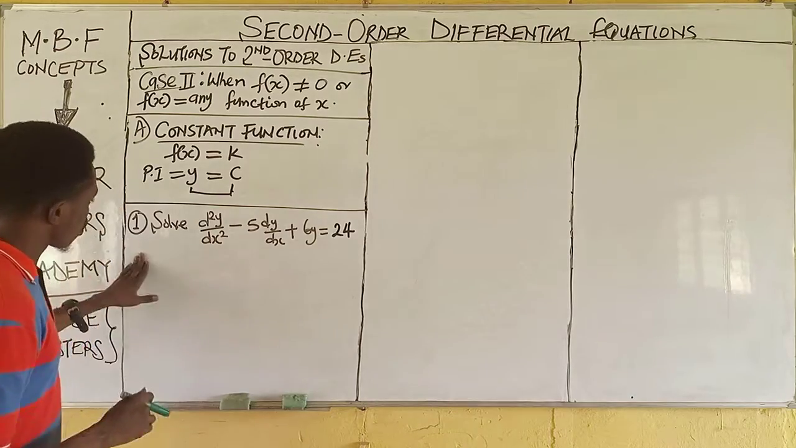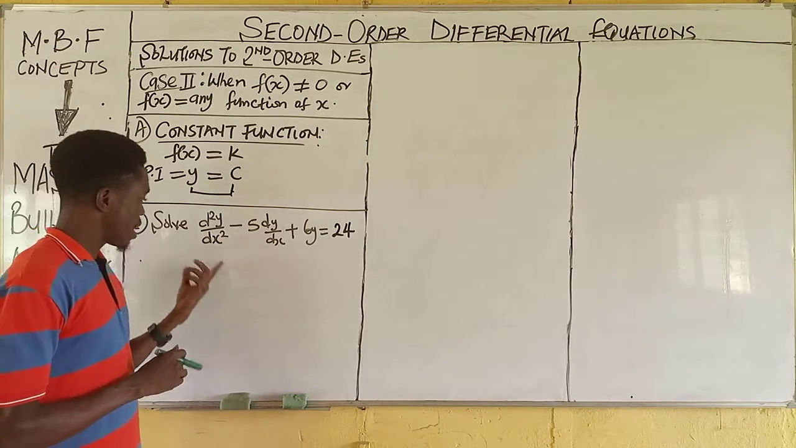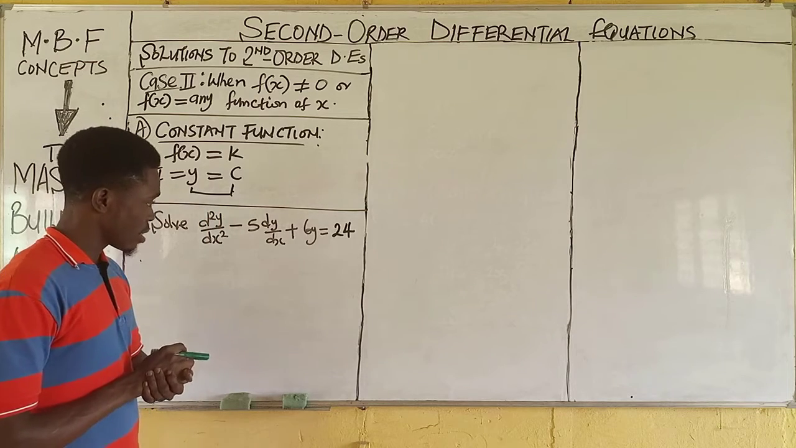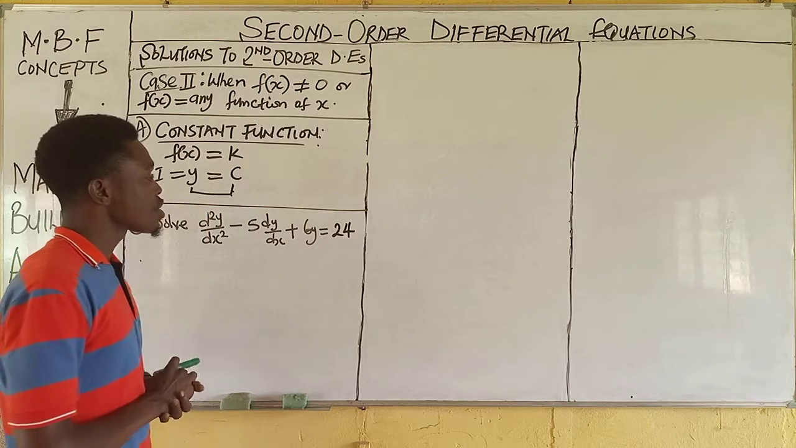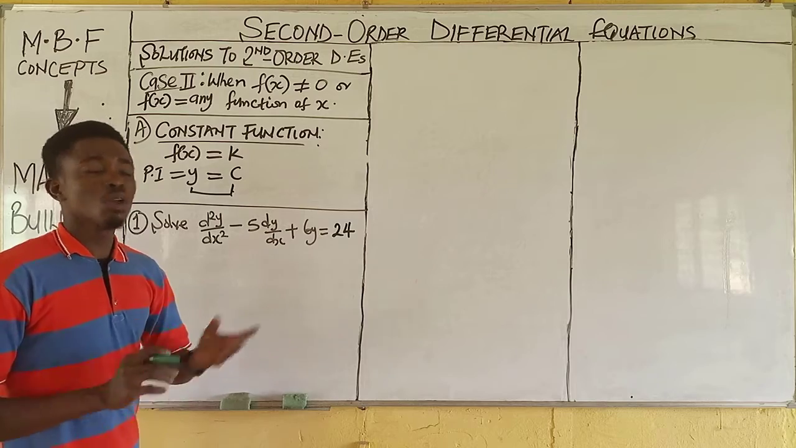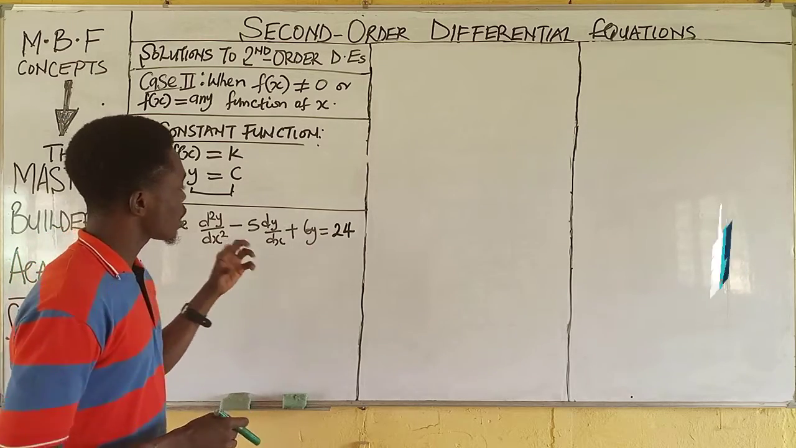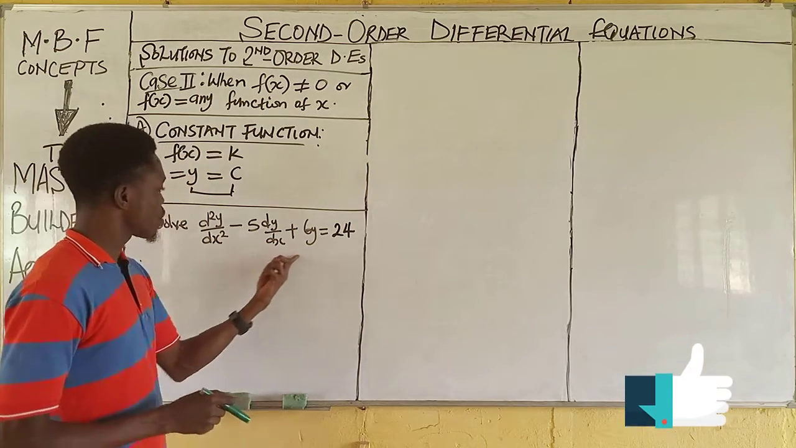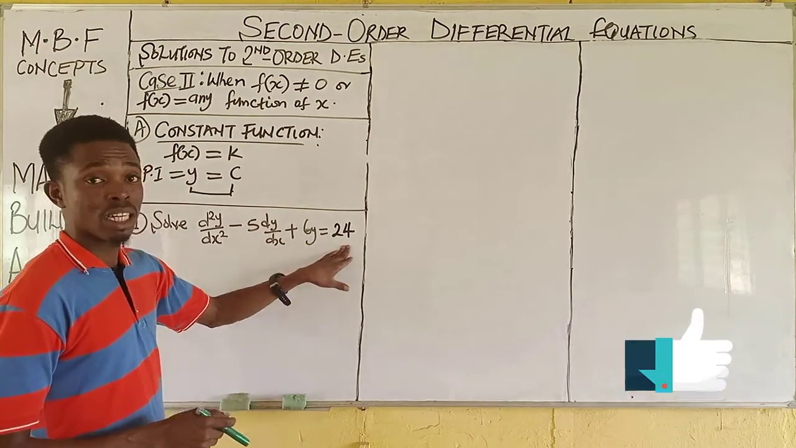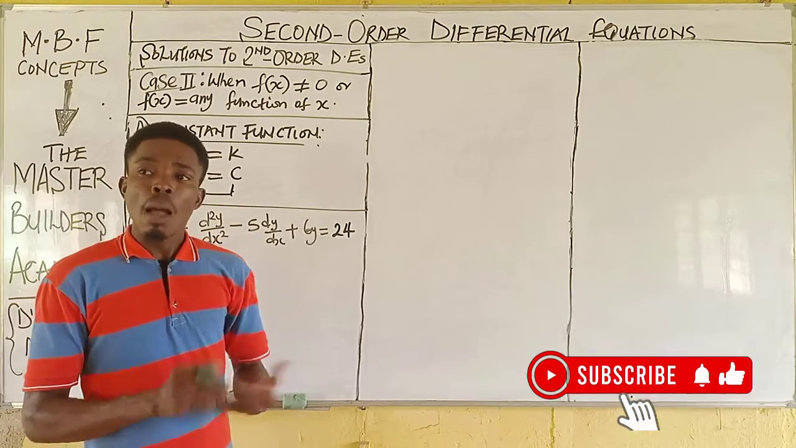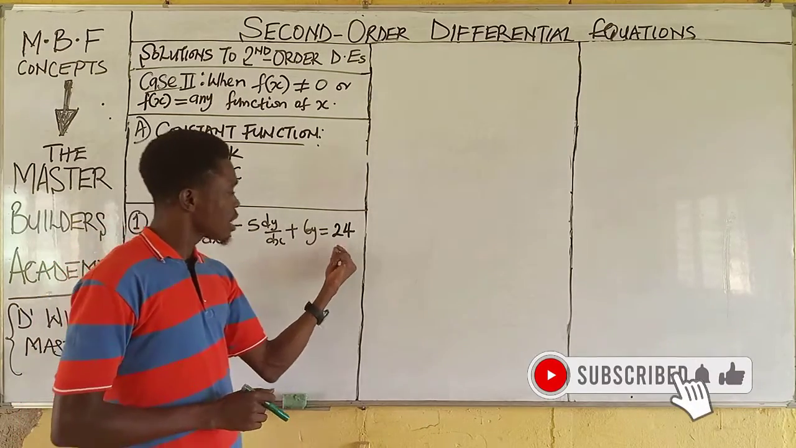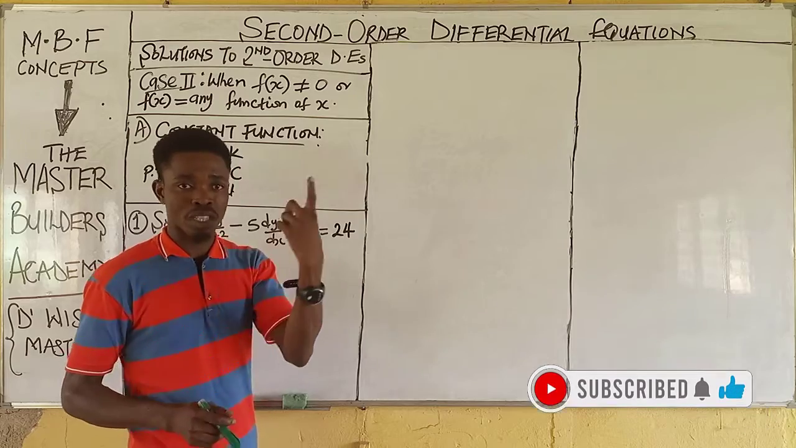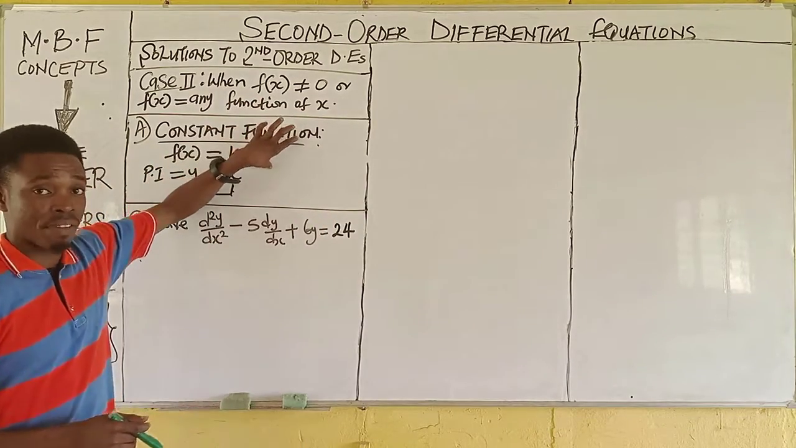And guys, we are asked to solve this: d squared y over dx squared minus 5 dy over dx plus 6y is equal to 24. If you look at this question and look at the problems we were solving in case 1, you discover that every time we were given a second order differential equation, the right hand side was always given as 0. But in this case now, we find out that this value is not 0. This value is 24. And 24 is a constant, which agrees with the heading that we have here, right?